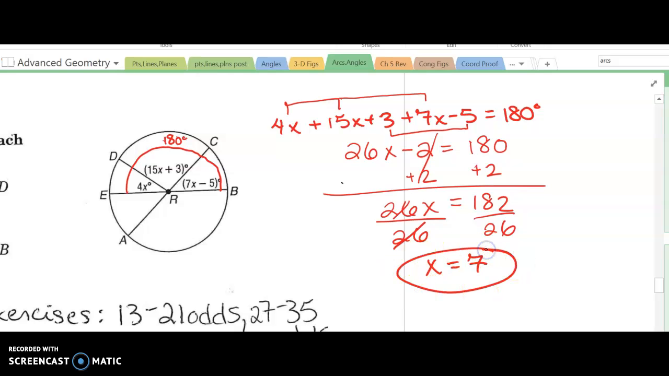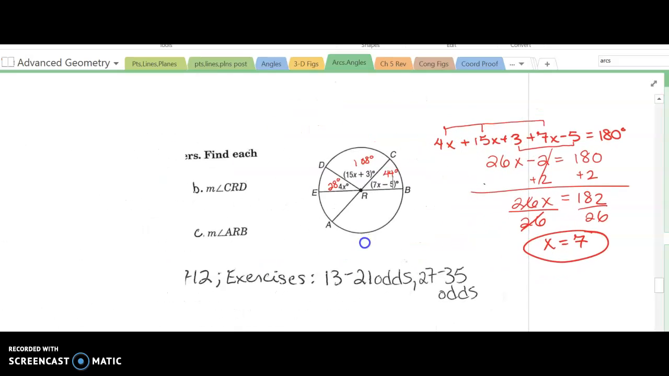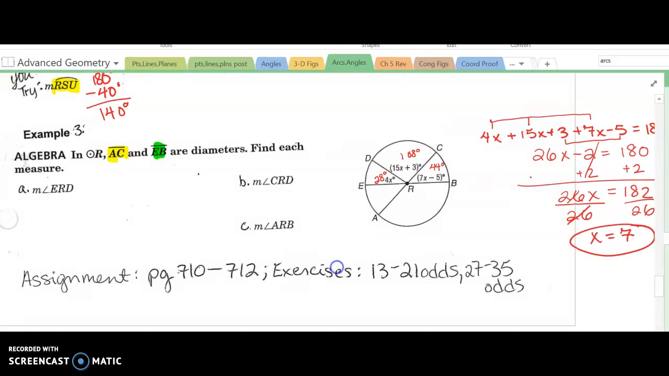So now we can plug that back in to these values over here. So we've got 4 times 7 gives us 28 degrees. 15 times 7 plus 3 is 108 degrees. And 7 times 7 minus 5 gives us 44 degrees. So let's go back over here now and answer our questions.